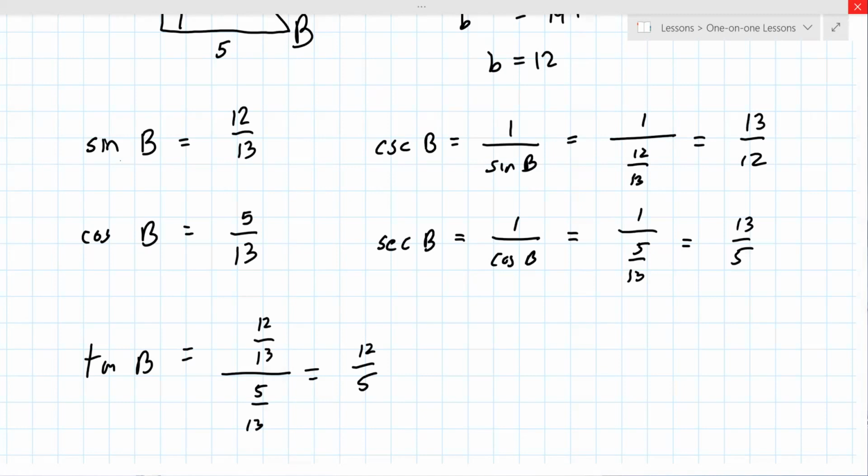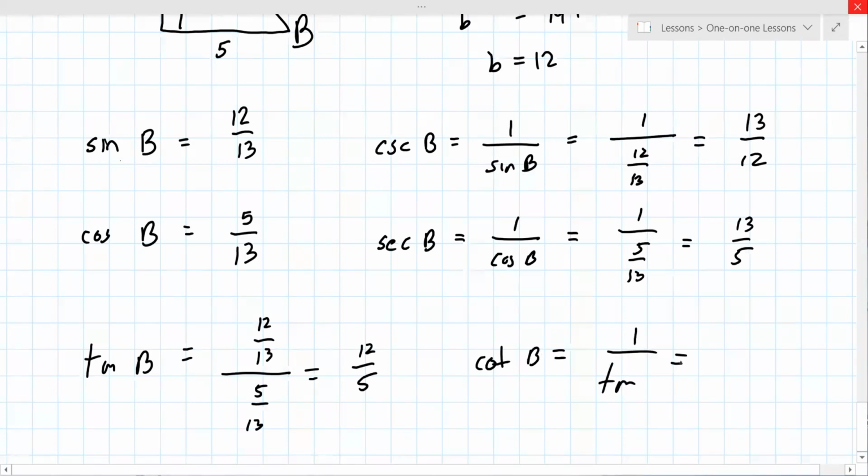What about cotangent? Is that just 5 over 12? Yes, cotangent is the reciprocal. It's 1 over tangent, which is 5 over 12, exactly.